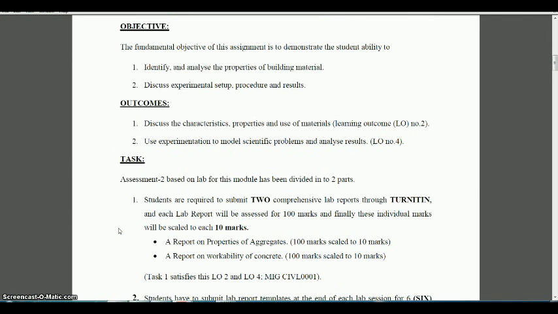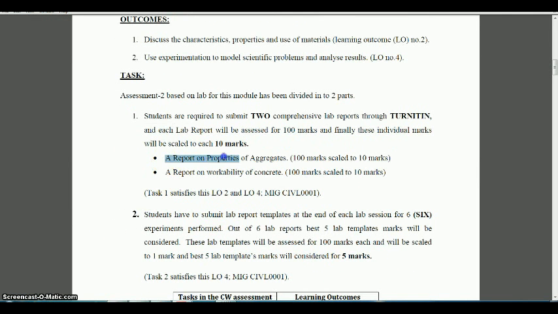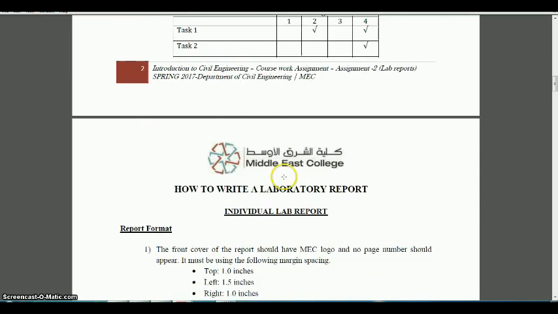So please check here. You are asked to write a report on properties of aggregate. Please be sure that this is not the mixing of the three experiments. It's not the combination of three experiments. It's a report on properties of aggregates. Keep it in mind while you're writing the report.